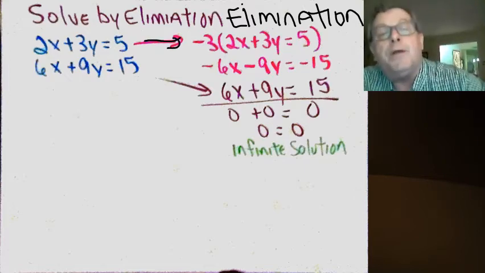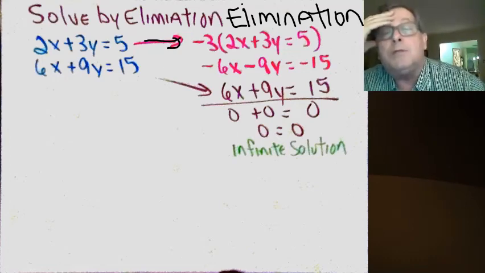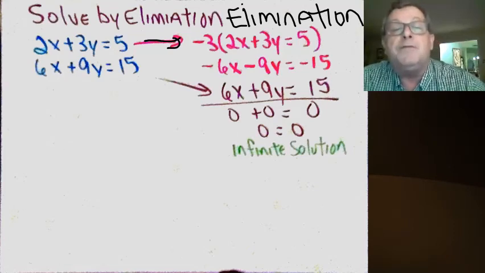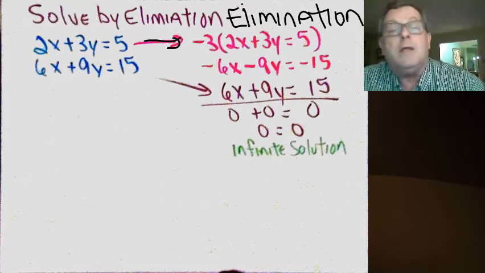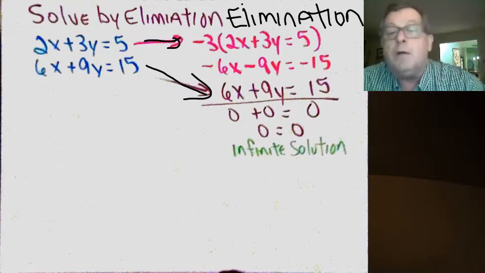So that's what I do over here. Minus 3 times 2x gives me minus 6x, and minus 3 times 3y gives me minus 9y. And finishing it off, minus 3 times 5 gives me minus 15. I drop in the second equation, and I'm going to add those together. Minus 6x plus 6x is 0. Minus 9y plus 9y is 0. And minus 15 plus 15 is 0. 0 equals 0. So what am I going to do with this?